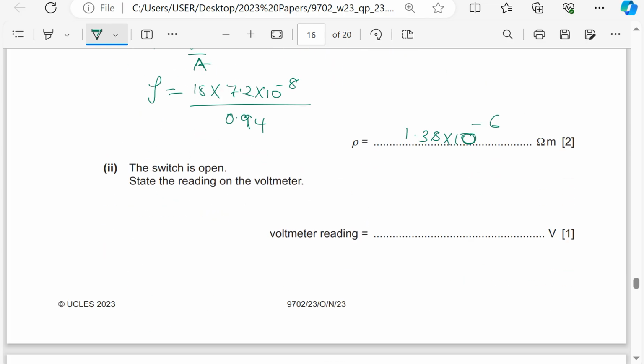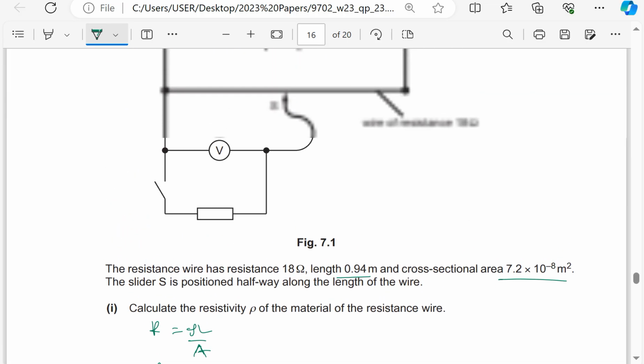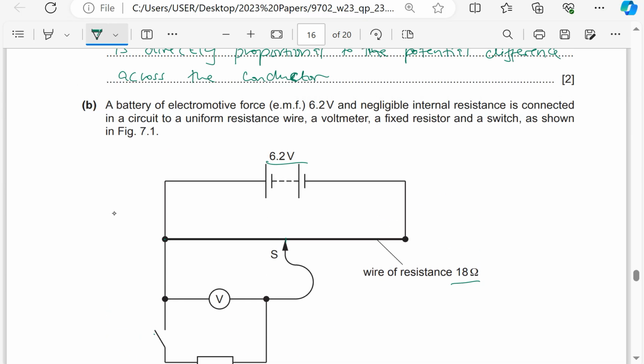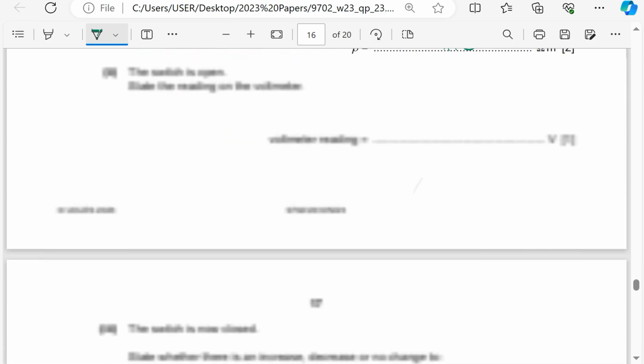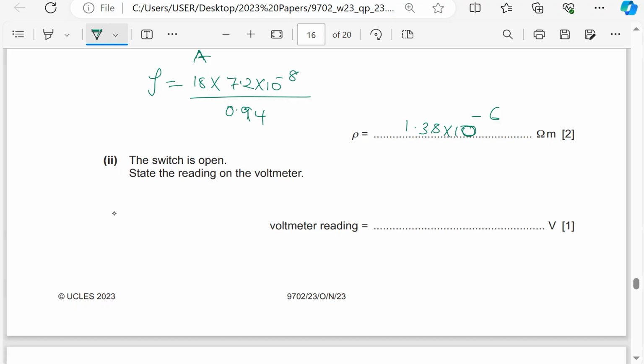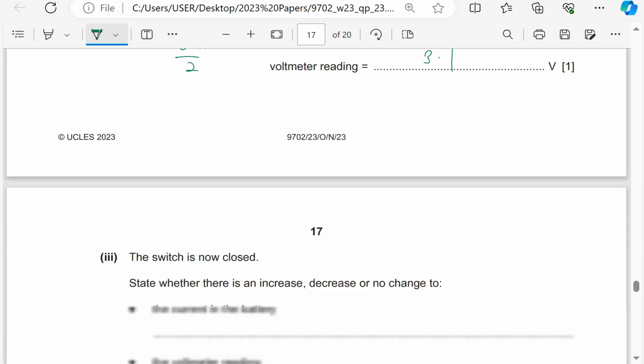Then the switch is open, state the reading on the voltmeter. Let's see. If the switch is open, then the reading of the voltmeter is the PD across this part of the wire. But they said S is positioned halfway. That means the EMF is divided equally in the wire here. Since S is halfway, the PD across this is 3.1 and the PD for the remaining part is 3.1. So the EMF is divided into 2, so it is 6.2 divided by 2, that is 3.1.